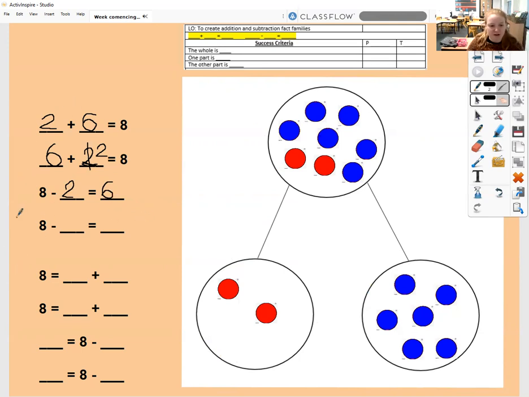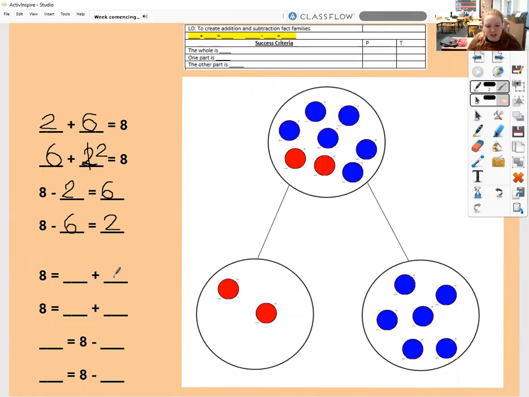So this is the other fact family for our subtraction, and our whole goes before our subtraction symbol. So last time we said that 8 subtract 2 equals our remaining part, which is 6. So this time we're going to say that 8 subtract this part first. So 1, 2, 3, 4, 5, 6 equals our remaining part, which is 1, 2. Oh, halfway there, working systematically. Fantastic. Okay, so now we're going to look at some more fact families.